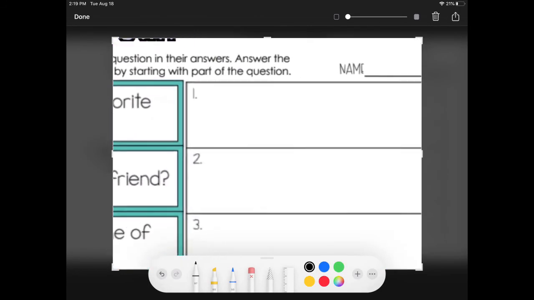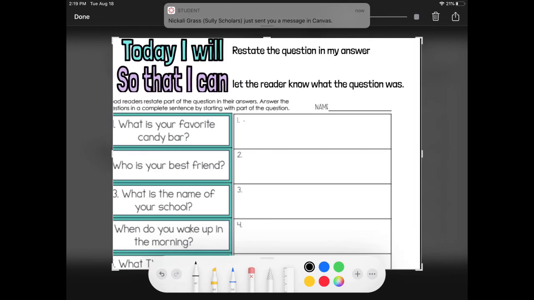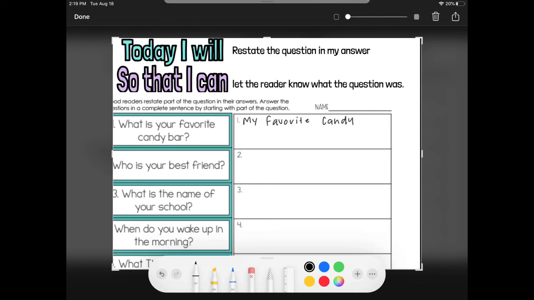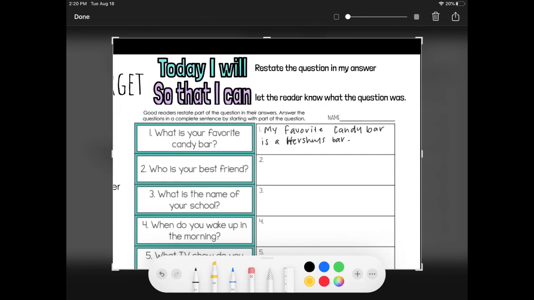You could put, my favorite candy bar is a Hershey's bar. So, did I restate it? What is your favorite candy bar? My favorite candy bar. Yes, I restated it. So you are going to answer these 6 questions on your Shobi.